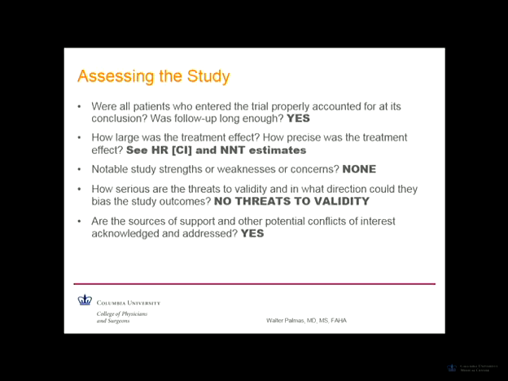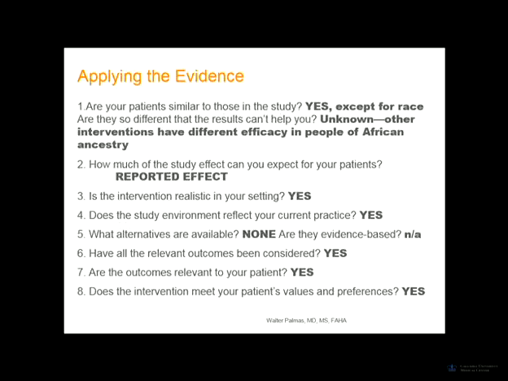So I didn't find any threats to validity in this particular study, and I thought they actually revealed the sources of support and conflict of interest were properly addressed. So how do you apply the evidence? Again, are the patients in that study similar to my patient? Yeah, but not quite, because I need more studies in people with African ancestry.